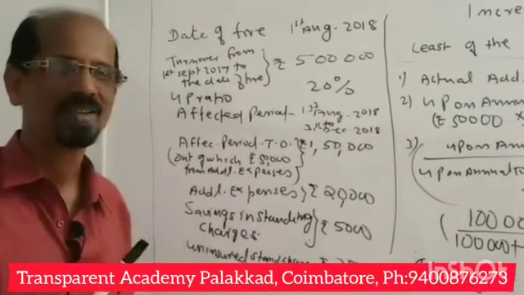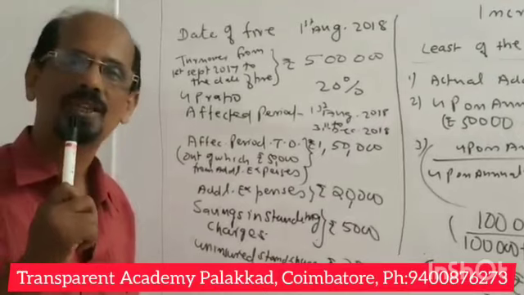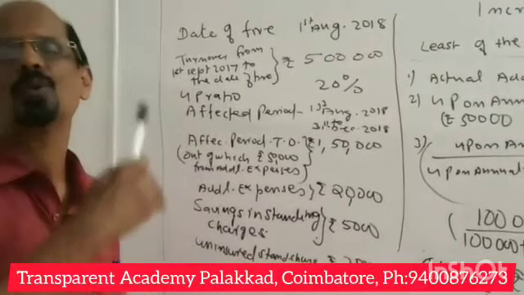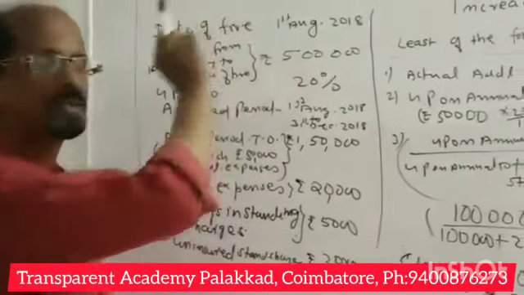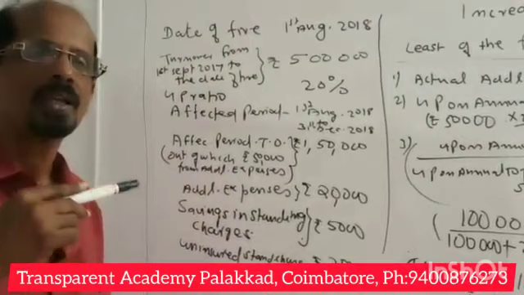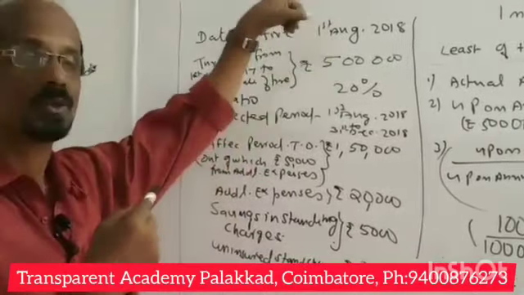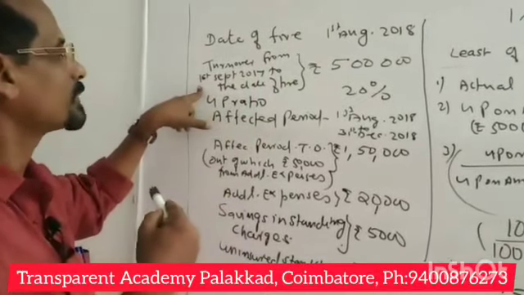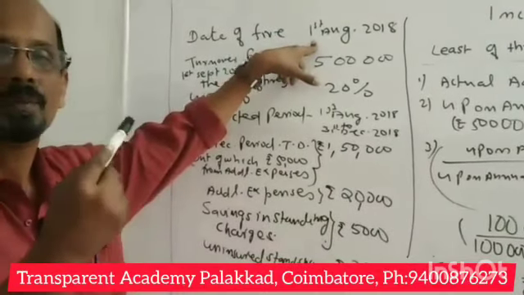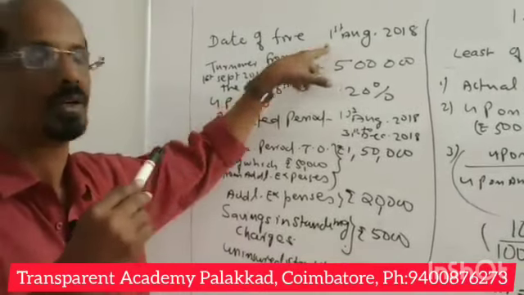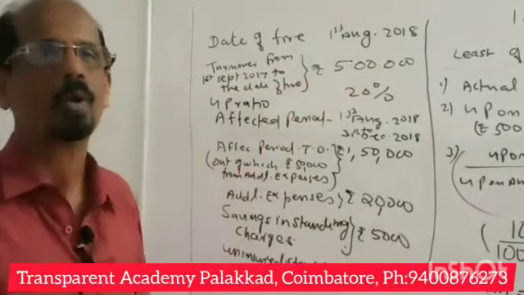It's a new term. What do you mean by annual turnover? It is the turnover for the 12 months just before the date of fire. Here the date of fire is 1st August 2018, so annual turnover is the turnover for the 12-month period just preceding this 1st August 2018, that is, 1st September 2017 to 1st August 2018. That particular turnover is called annual turnover. That annual turnover is relevant here. It is 5 lakh, and that will be given in the problem.